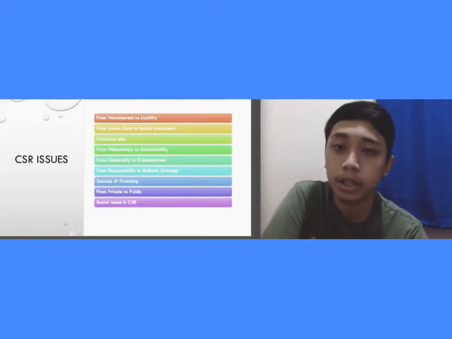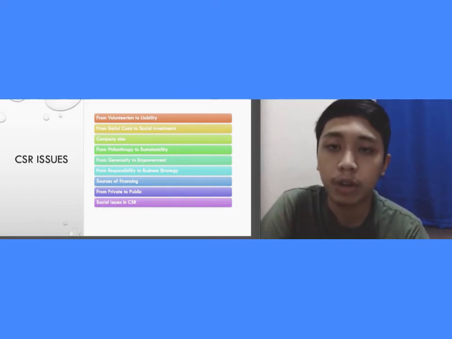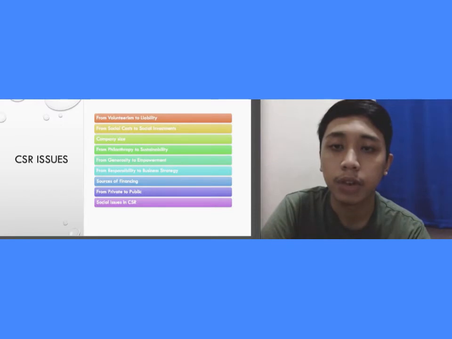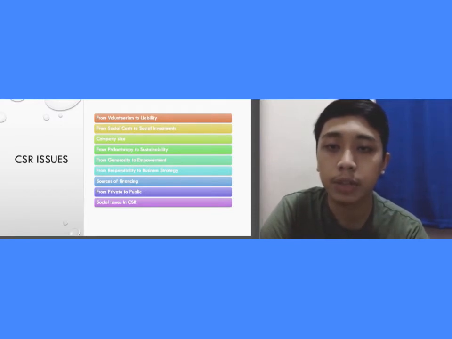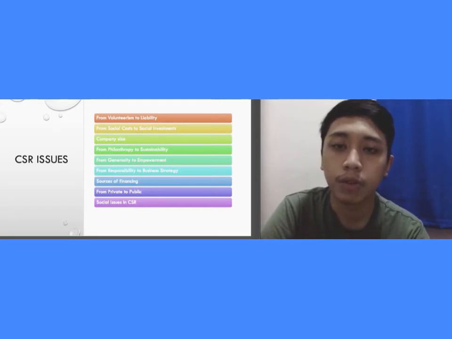And there are some CSR issues. The first is from voluntarism to liability, from social cost to social investment, company size, from philanthropy to sustainability, from generally to empowerment, from responsibility to business strategy, source of financing, from private to public, social issues in CSR.